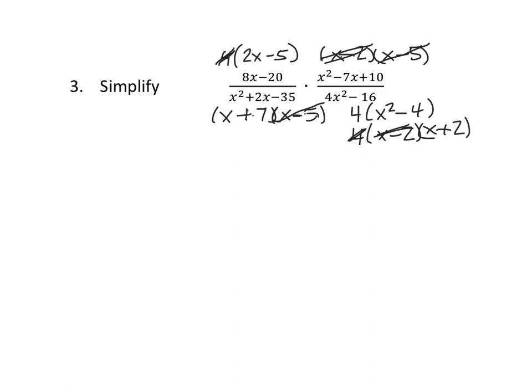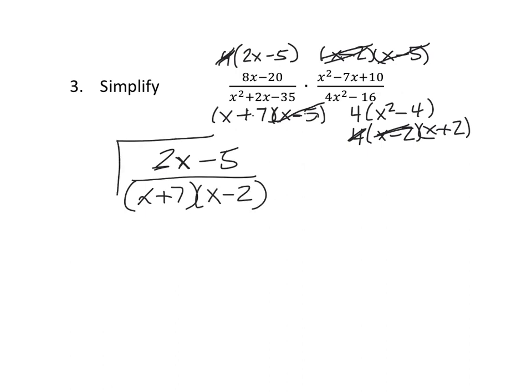And then what are you left with? You're left with 2x minus 5 on the top. And on the bottom you're left with x plus 7 times x minus 2. And that's a final answer there.